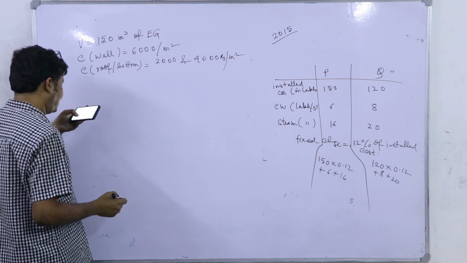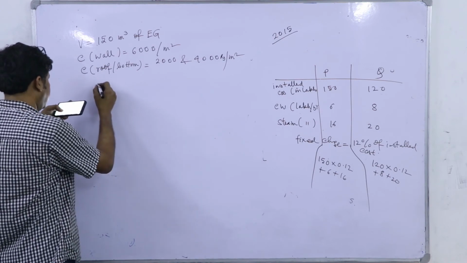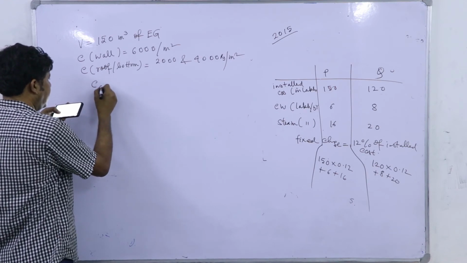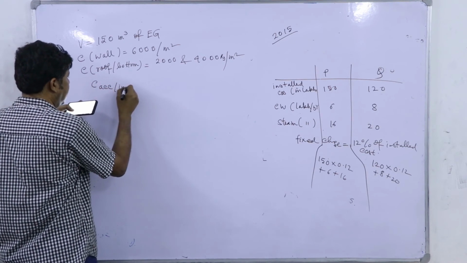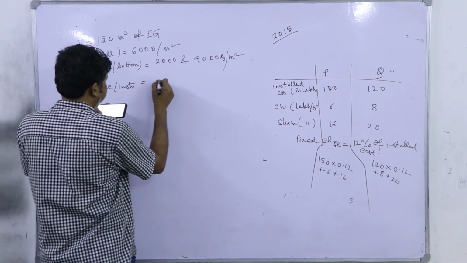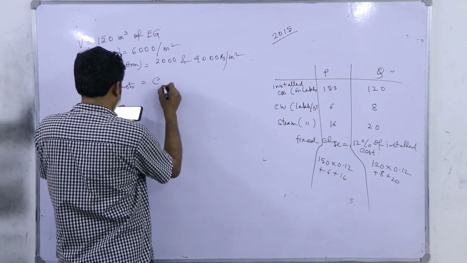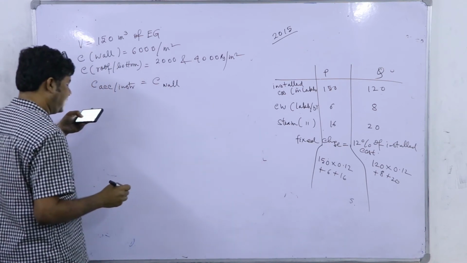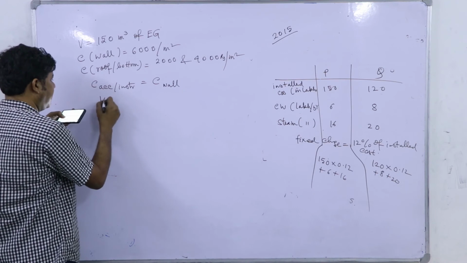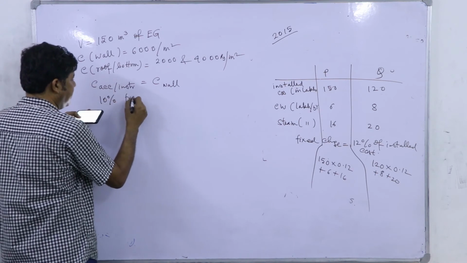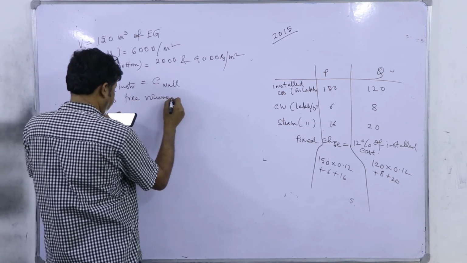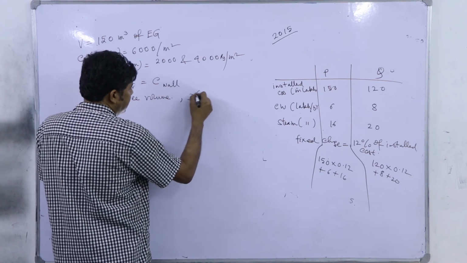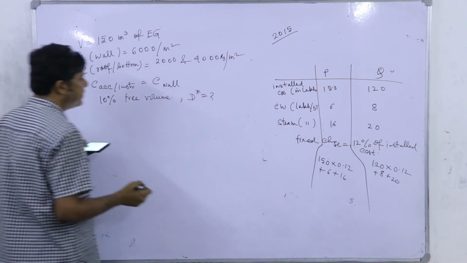The cost of accessories, piping, instrument may be taken as 100% of the cost of wall. Cost of accessory and instrument is same as cost of wall. 10% of the volume of the tank needs to be kept free for vapor. What is the optimum diameter of the tank? D star is being asked.